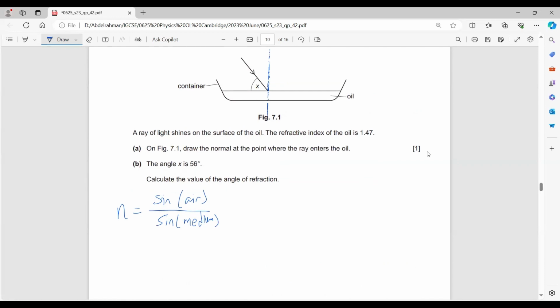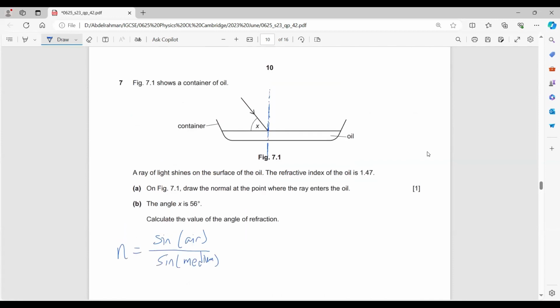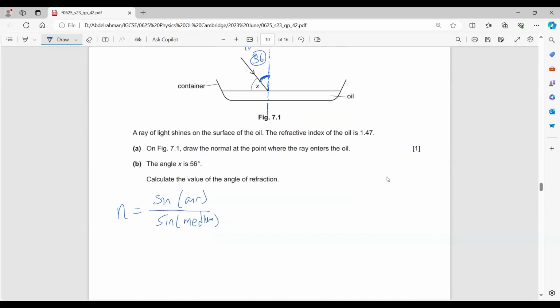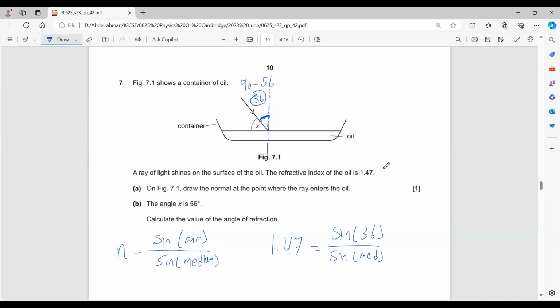You have to do 90 minus 56. You cannot take the x as the angle of incidence. You have to use this angle as the angle of incidence, which is 90 minus 56. 36. Okay, this is the angle of incidence in air. So n is 1.47 equals sine 36. Wouldn't it be sine 34? 90 minus 56, yes, 34, sorry. You're right. 34.